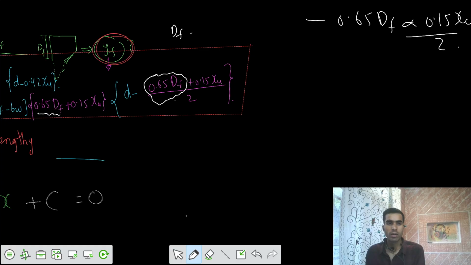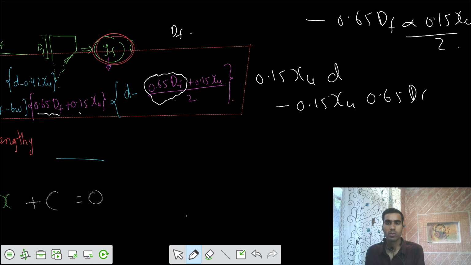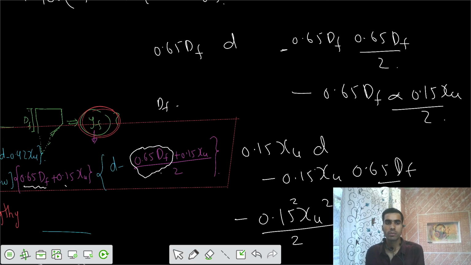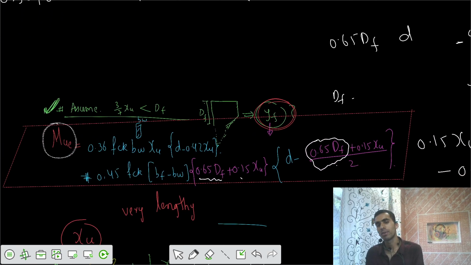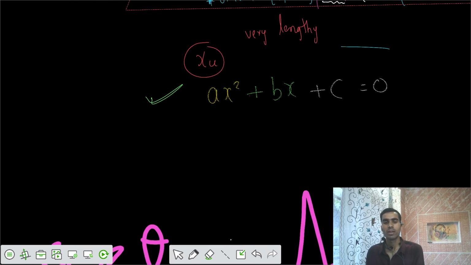Similarly, we got 3 more parts from the other part of the equation, that is 0.15 xu into d, then negative 0.15 xu into 0.65 df by 2. After that, we have one more part, that is negative 0.15 xu square divided by 2. So we got 6 parts from this equation. So it becomes a calculation problem. So let's forget this part.